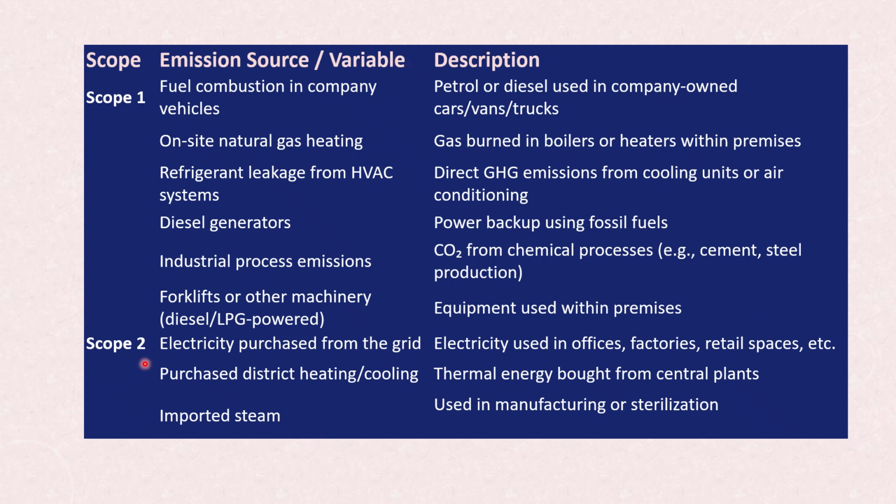Scope 2: electricity purchased from the grid, from the electricity board, for factories, retail space, etc. Also district heating and cooling, thermal energy bought from a central plant. If you are buying it, then it is Scope 2. Imported steam used in manufacturing or sterilization: you are not making it in-house, you are importing it, so it comes under indirect emission, Scope 2.